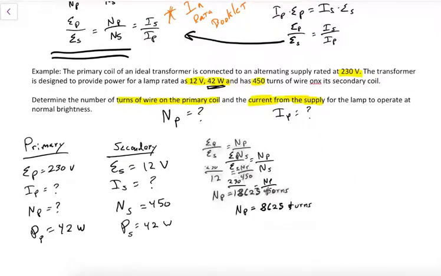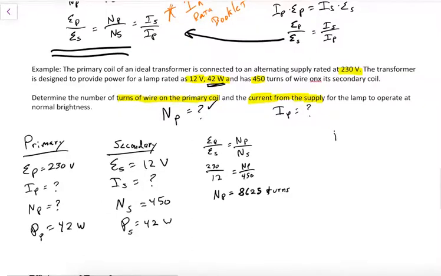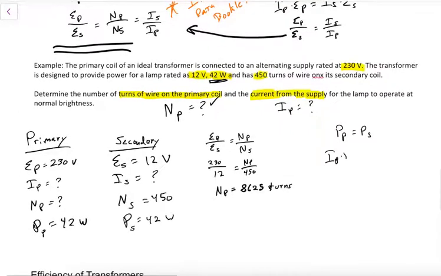Let's put this right here. And we can solve for the primary current. So there's a few ways to go about this. You can use the equation above that's in your data booklet using the ratios. I like keeping it simple. So I would just know that, hey, my P primary is equal to my P secondary. And so I should have IP times VP, EMF P, is equal to my secondary current times my secondary EMF.